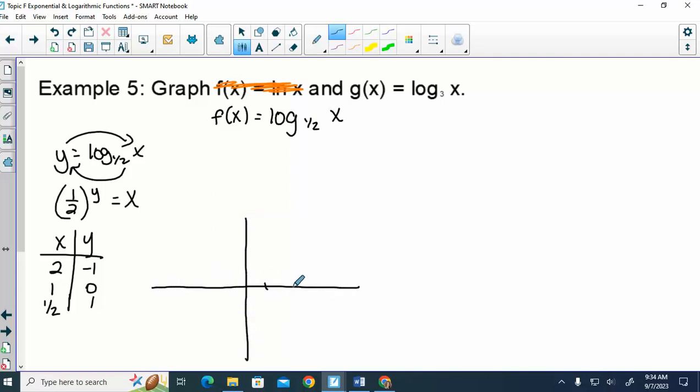So my points: 2, -1; 1, 0; 1/2, 1. These are related to the exponential. The exponential had a horizontal asymptote. These have a vertical. They're never going to hit that y-axis.